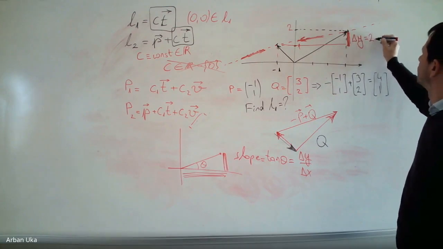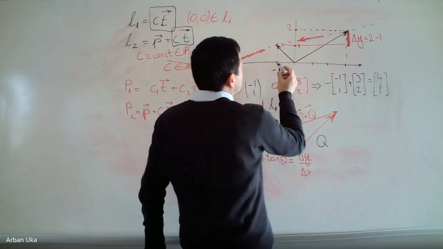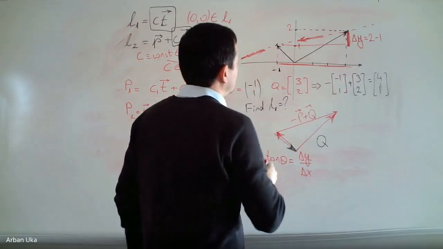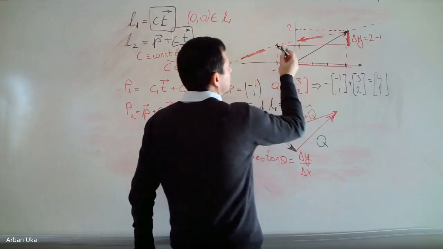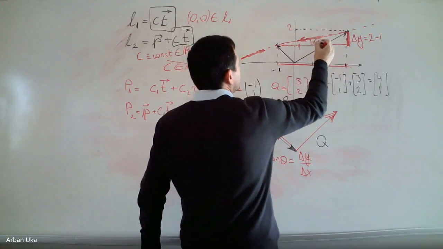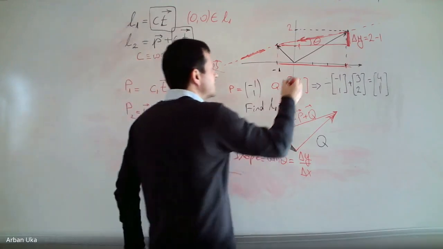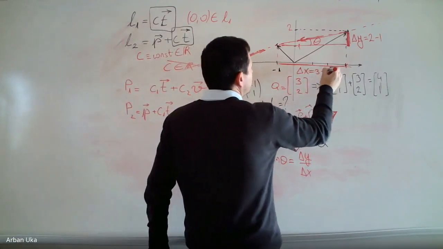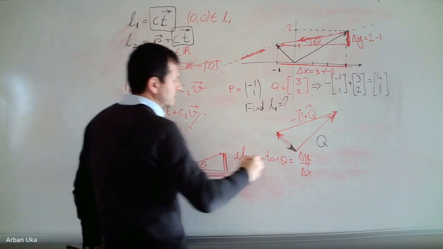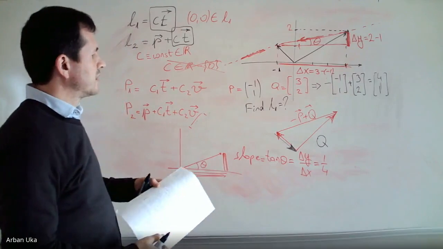Delta y is equal to 2 minus 1. Okay, and here, delta x, Christy, can you evaluate this one? What is delta x? Because we are looking at this side here, at this triangle, and we want to find the tangent of this angle theta. So this delta x is equal to 3 minus 1, so it's 4. So the slope, which we try to repeat here, is going to be equal to 1/4. Okay? So this is going to be the slope.